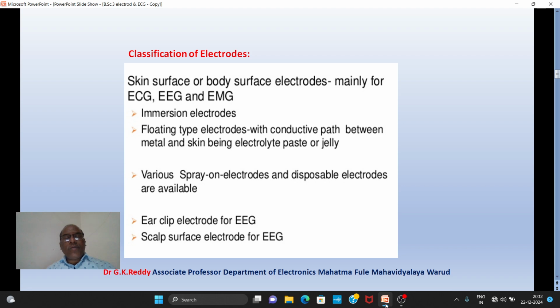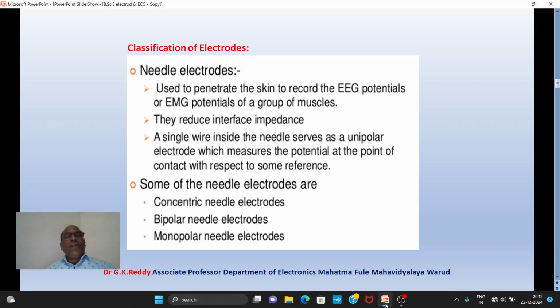Ear clip electrode for EEG, clip surface electrode for EEG. Then there are needle types of electrodes, which are used to penetrate the skin to record the EEG potentials or EMG potential of a group of muscles.